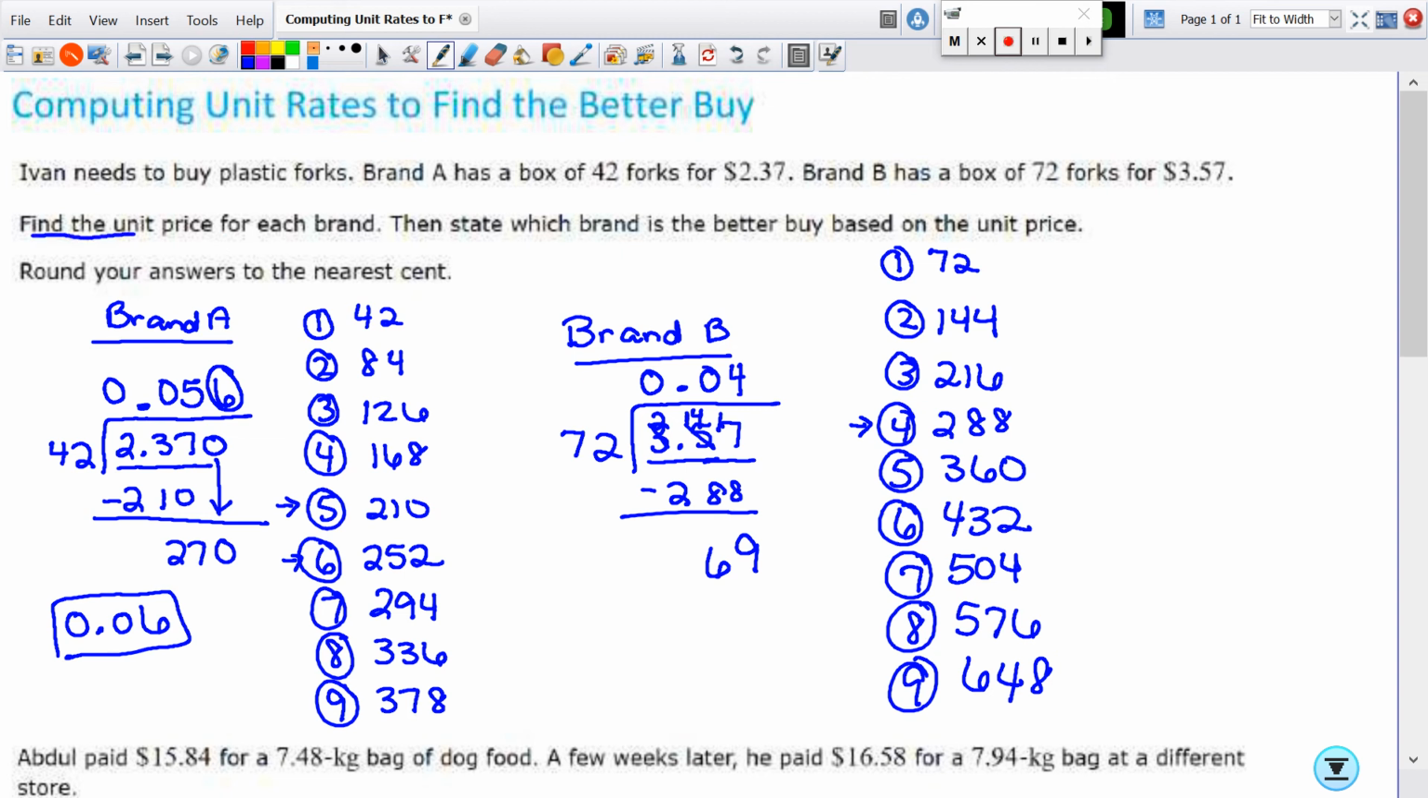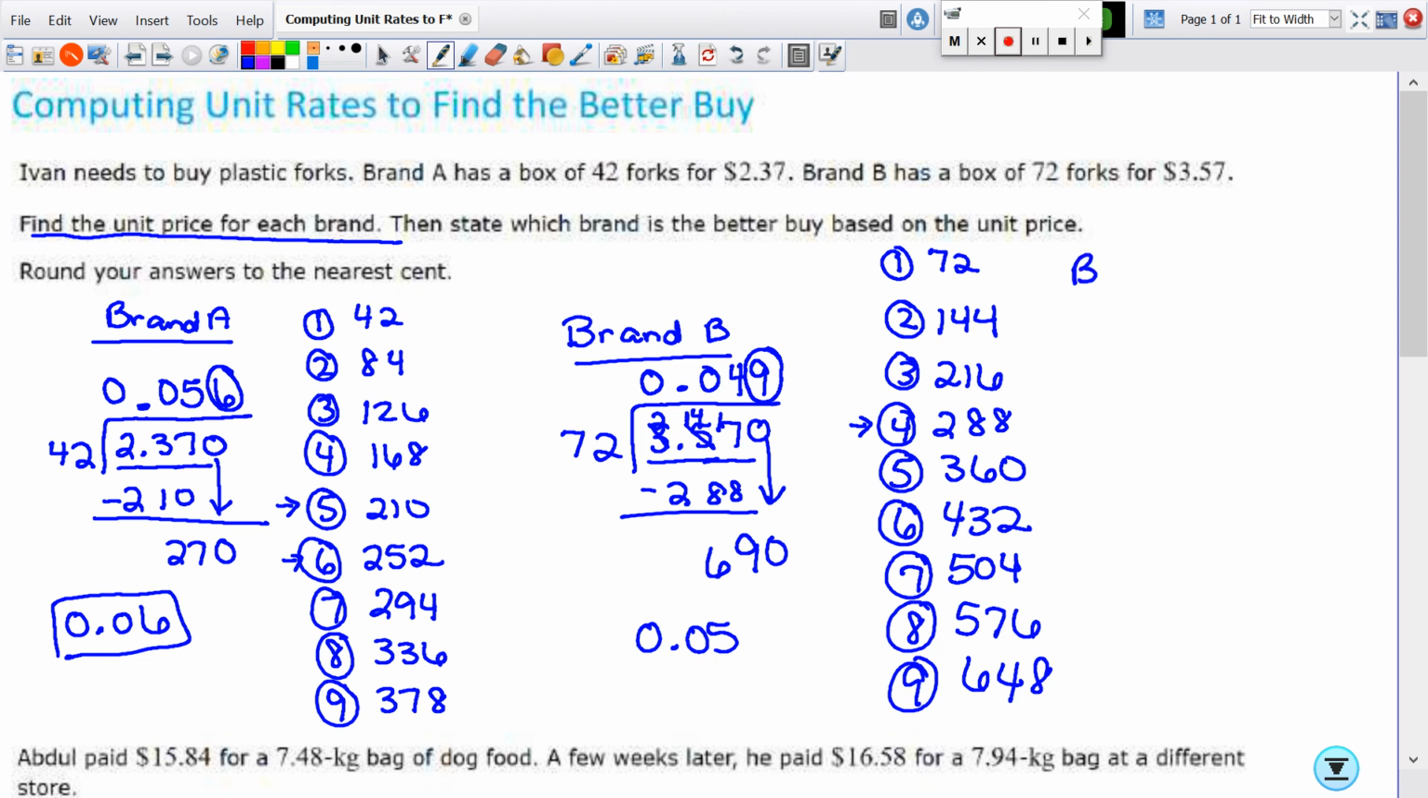Because it said find the unit price for each brand, I need to go ahead and finish this. So make a 0, bring it down. 690. It's going to be a 9, because 648 is the last number on the list and it fits. We don't need to go any further because we have 3 numbers after our decimal, so we can round properly. So it's either going to be 4 cents or 5 cents. Because the circled number is larger than 5, I'm going to add 1 to the number in front of it. So it's going to be 5 cents. That's how you round properly.